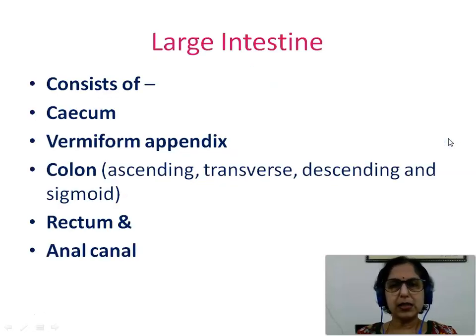Now, large intestine consists of parts, namely cecum, vermiform appendix, colon, rectum and anal canal. Colon is further divided into four parts: ascending colon, transverse colon, descending colon and sigmoid colon.